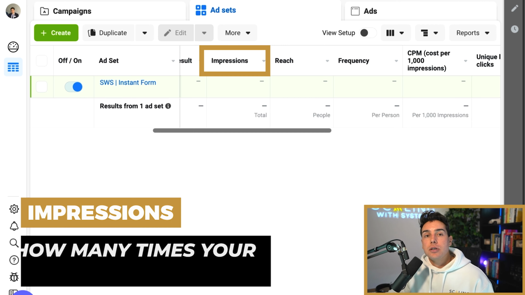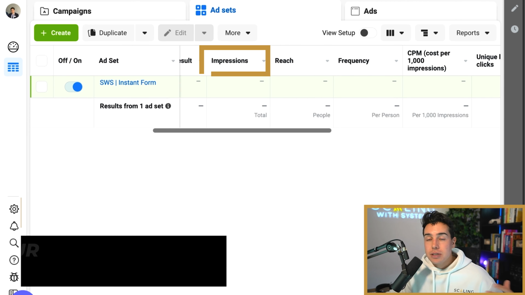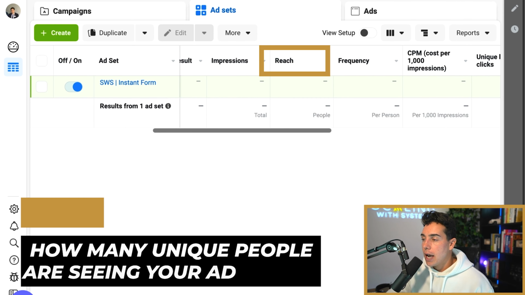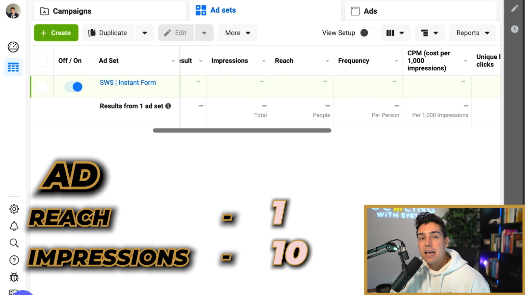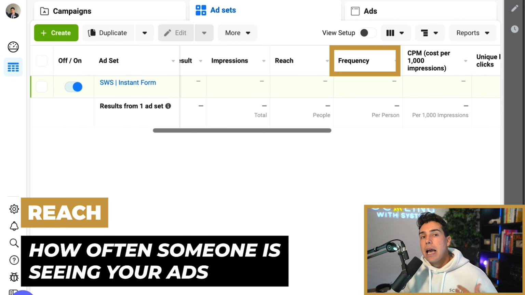So impressions are how many times your ad has been seen, regardless if one person saw it 10 times. And reach is how many unique people are seeing your ad. So I could have an ad that had a reach of 1 and an impressions of 10 if that person is pretty much just scrolling up and down their newsfeed and they're seeing my ad over and over and over again. And of course, that brings up the word frequency, which is a very important metric that we want to keep an eye on. And frequency is essentially how often someone is seeing your ads.